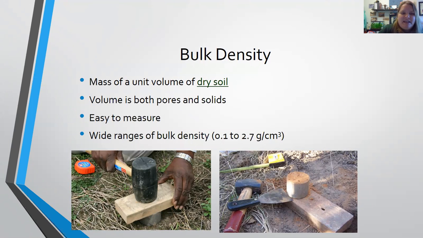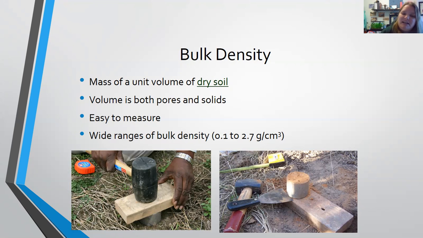So bulk density really takes a look at just dry soil. And even though it's dry, there's still pores there that would have been full of water. So it still is considering the pore space and the solids. It's not exactly showing which of the pore spaces are water and which ones are air. It's really just comparing the pore space to the solid space. It is really easy to measure.